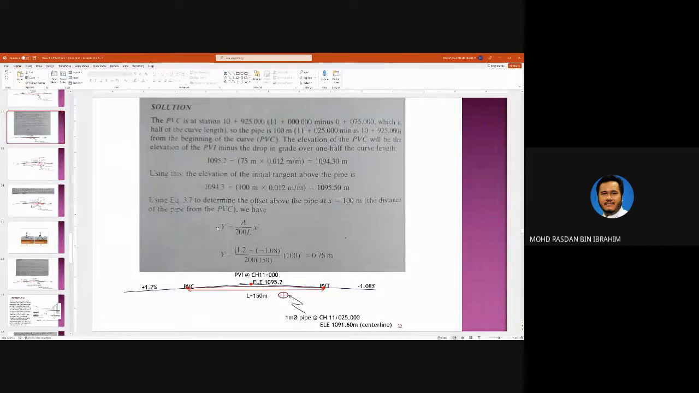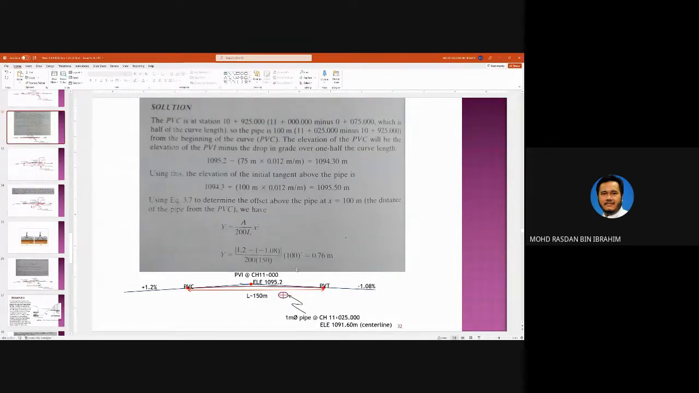All right, so we use the offset formula above the pipe at x equals 100 meters. This is the formula of the offset. It is Y, not YF, because we haven't reached PVT yet. So we are using the Y formula. A is G1 minus G2, and here is 200L. So you get the value of Y is 0.76 meters.